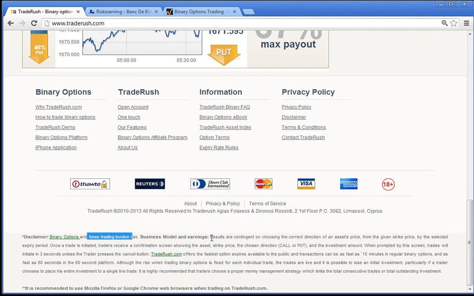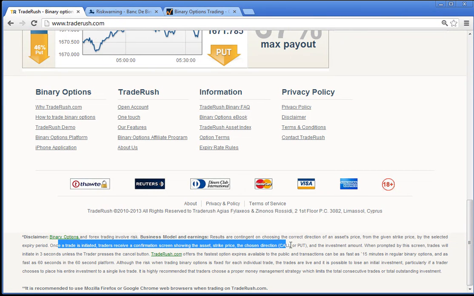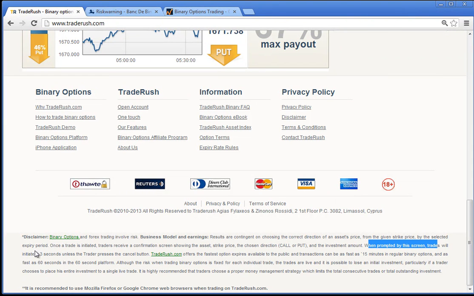Results are contingent on choosing the correct direction of an asset's price from the given strike price by the selected expiry period. Once a trade is initiated, traders receive a confirmation screen showing the asset, strike price, the chosen direction, and the investment amount. When prompted by the screen, trades will initiate in 3 seconds unless the trader presses the cancel button.